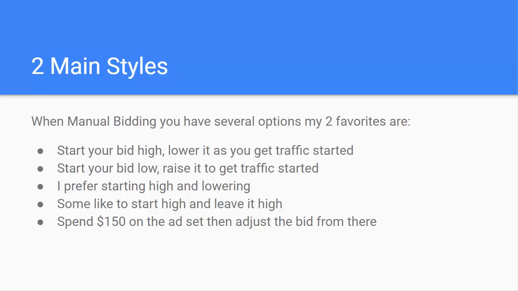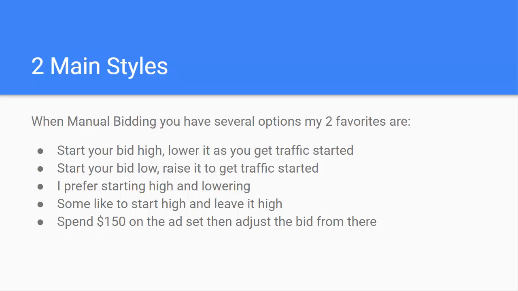All right. Now, there's two main styles. So when you're manual bidding, you have several options. My two favorites are starting your bid high and then lowering it as you get traffic. That's probably my favorite right now. And there's also starting a bid low and raising it to get traffic started. That takes a little bit longer. That's why I like the first option better. I prefer starting high and lowering it.